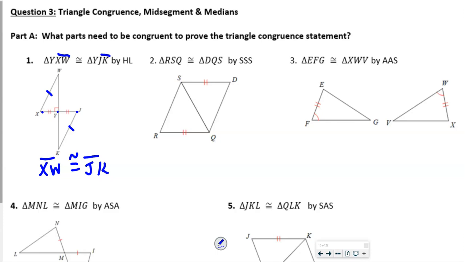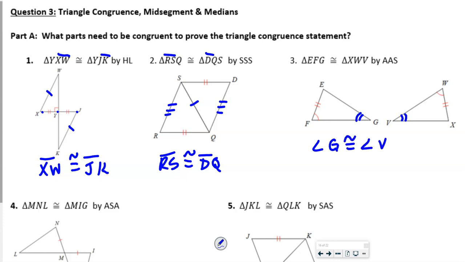Okay? Then on this next one, it's saying, what else do we need again? So we have a shared side, so we need that this third side is congruent, okay? So here again, I would use the statement. So I'm going to say RS, first two letters to first two letters, is congruent with DQ, okay? The next one's angle, angle, side, so we need another pair of angles. So this would mean this angle and this angle. So that's going to be angle G is congruent with angle V.